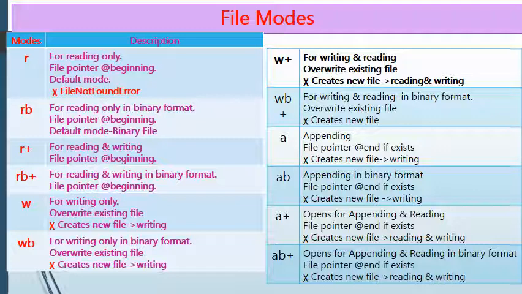RB stands for reading your content from a binary file. So R is used for a text file, RB is used for a binary file, and that is the default read mode of your binary file.